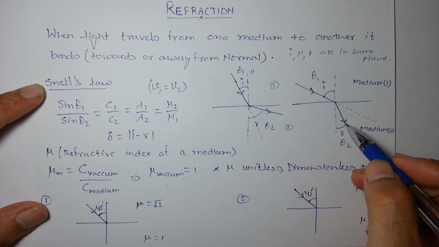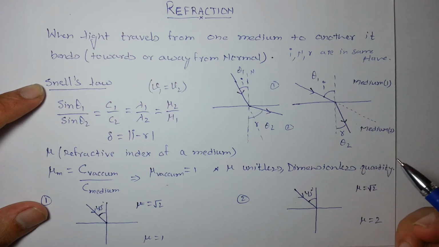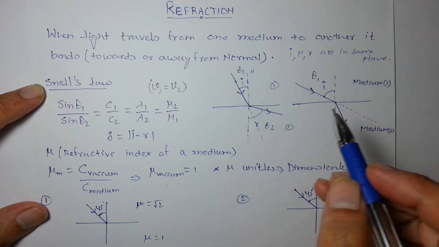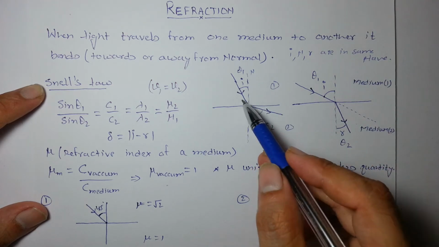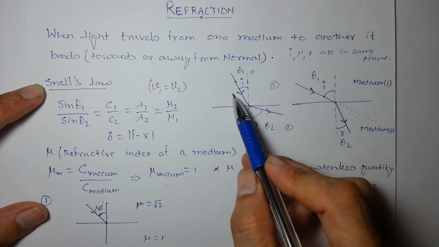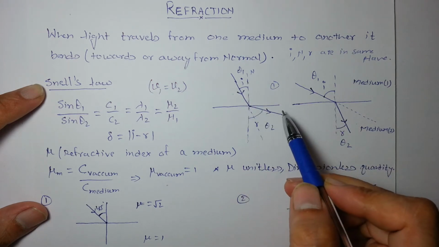because it has moved towards the normal, medium 2 will be a denser medium in comparison to medium 1. Whenever light goes from rarer to denser, it bends towards the normal, and from denser to rarer, away from the normal.